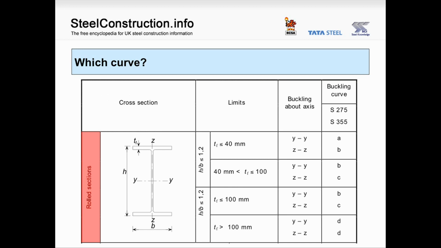We then need to choose a buckling curve. We have a rolled section. The H over B ratio for a universal column is less than 1.2. The thickness of the flange is less than 100 millimeters. We're interested at the moment in the major axis buckling, so the buckling curve is curve B.